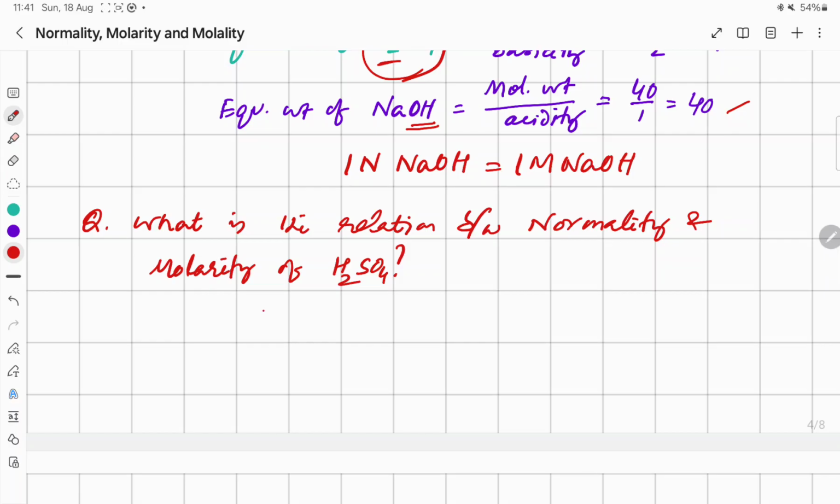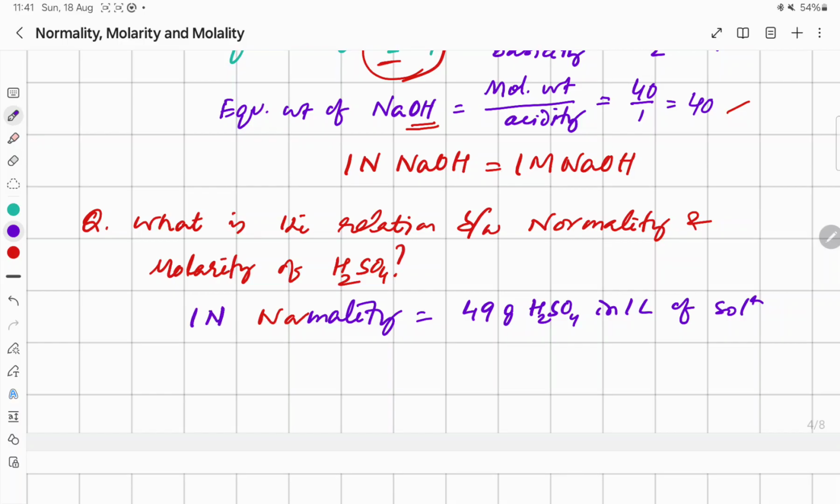So normality for H2SO4 is gram equivalents per liter. So suppose 1 normal H2SO4 we say, that means 49 gram of H2SO4 in 1 liter of solution. So this is normality, or we can say 1 normal is equal.